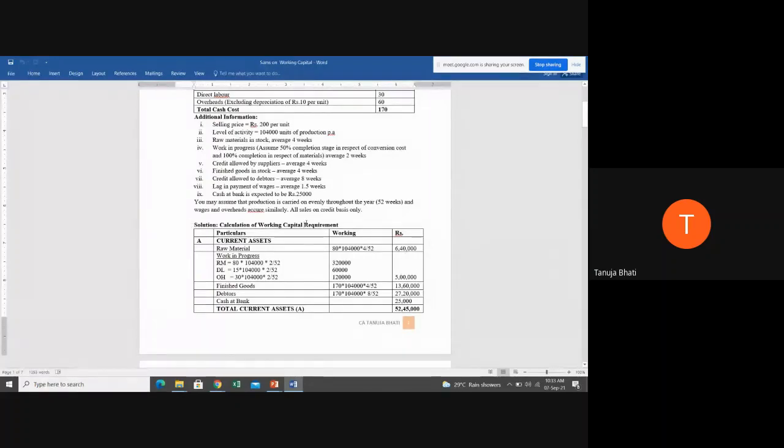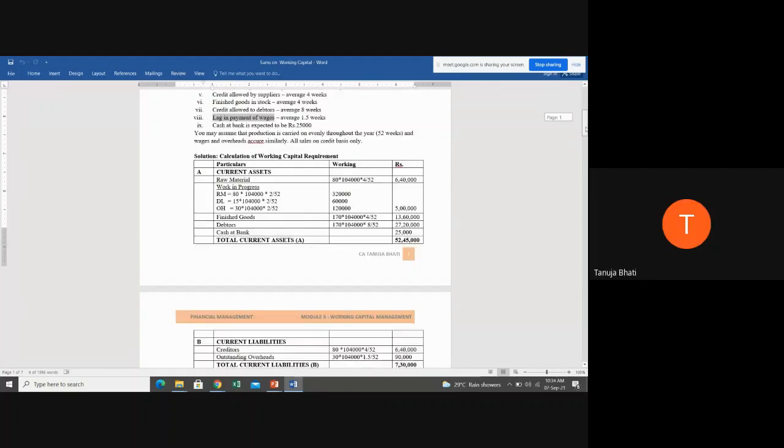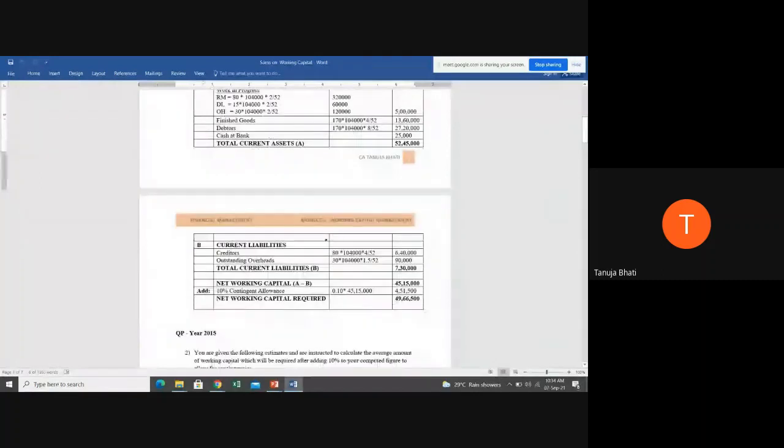Yes. Now, let us find the current liabilities. In current liabilities, you have your creditors, because see here, credit allowed by suppliers, you have creditors, and lag in payment of wages. This lag in payment means there is a delay in payment of wages, so it is called outstanding wages. Outstanding wages is an outstanding expense. Is it your current liability or current asset? Current liability. Okay. That liability, you will be having creditors and outstanding wages.